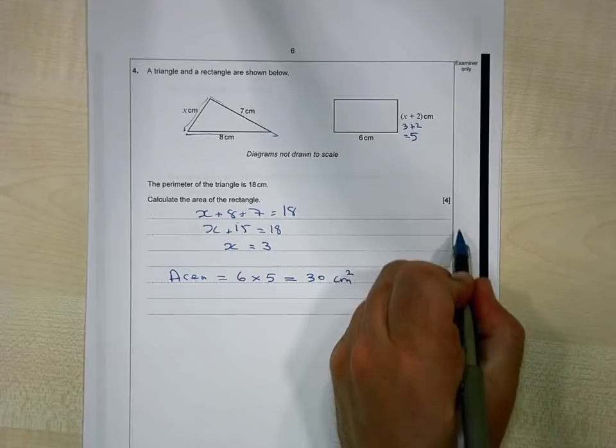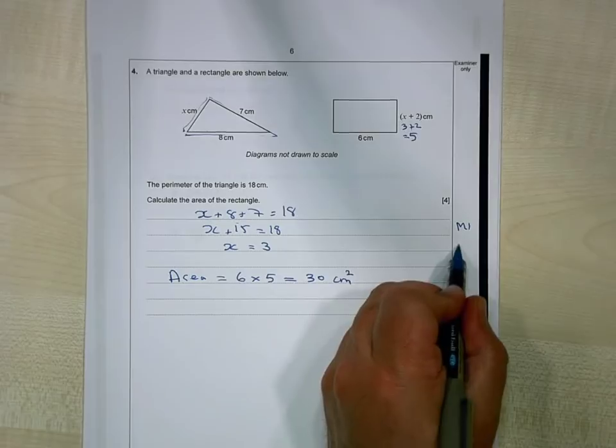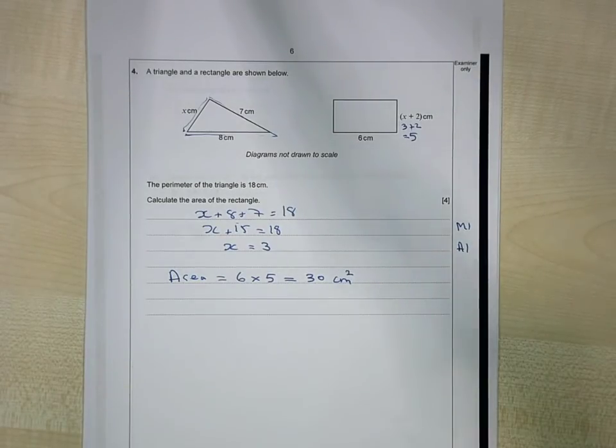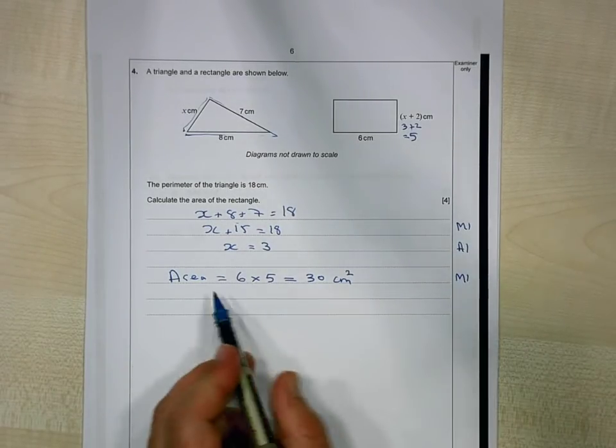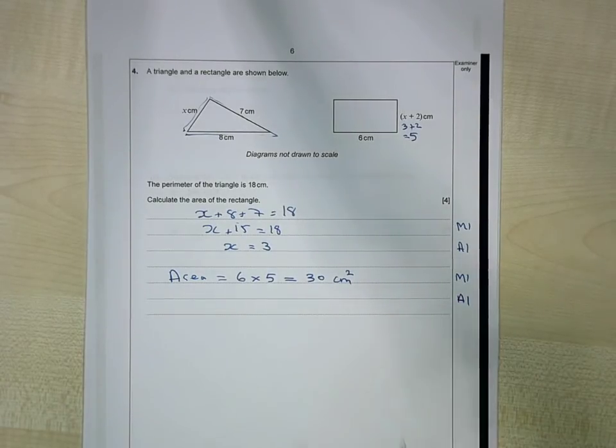So the marks for that, you get 1 mark for forming the equation that enables you to get a value of x of 3, and then 1 for finding out the sides in the rectangle, and 1 for the correct area.